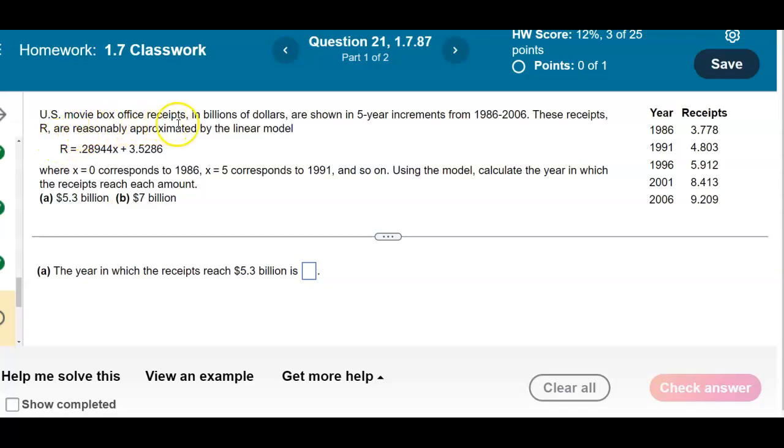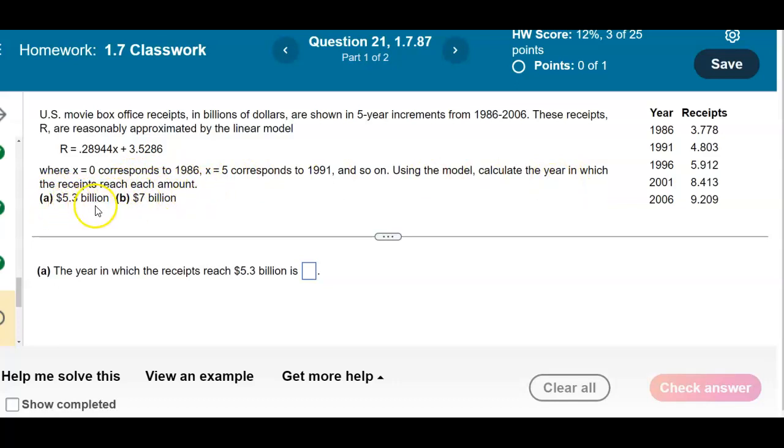U.S. movie box office receipts in billions of dollars are shown in 5-year increments from 1986 to 2006, which is over here to the right. These receipts are reasonably approximated by the linear model R equals 0.28944x plus 3.5286, where x equals 0 corresponds to 1986, x equals 5 corresponds to 1991, and so on. Using the model, calculate the year in which the receipts reached each amount.